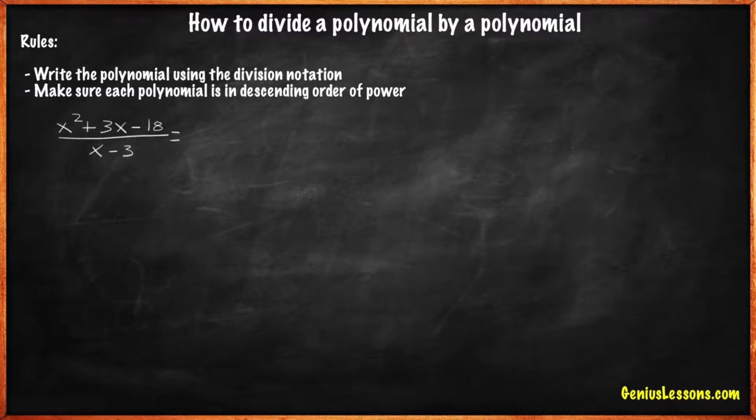Let's write the polynomial using the division notation. Make sure each polynomial is in a descending order of power. And yes, they are. Now, we need to find out what times x will give us x squared. x times x will give us x squared, so we will use x. x times x equals x squared, and x times negative 3 is negative 3x.